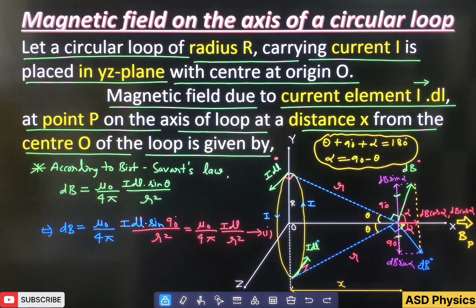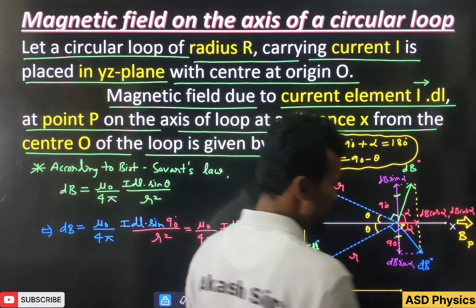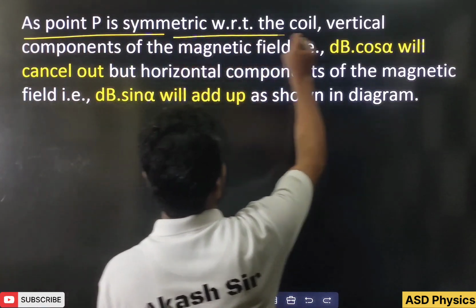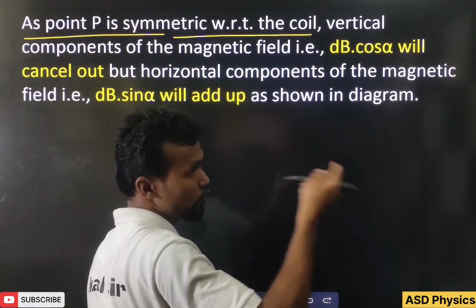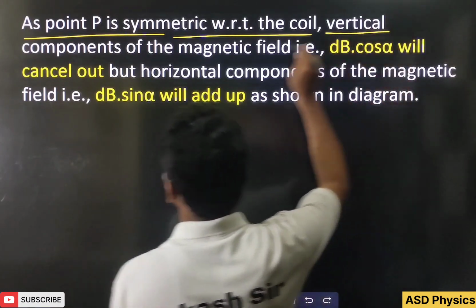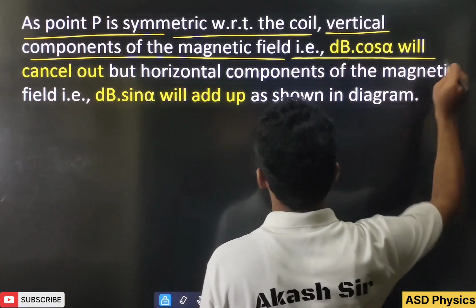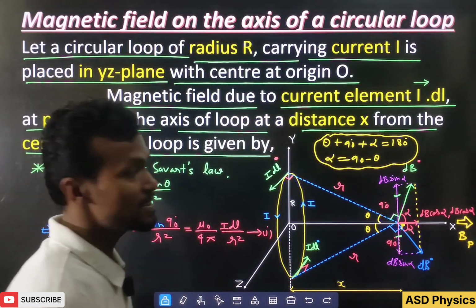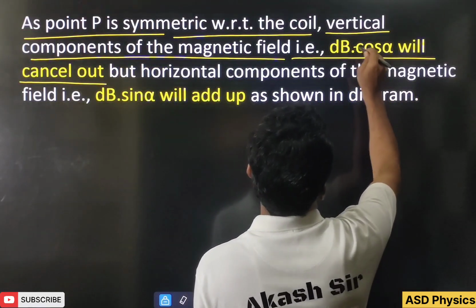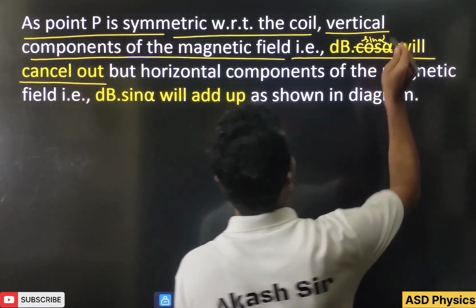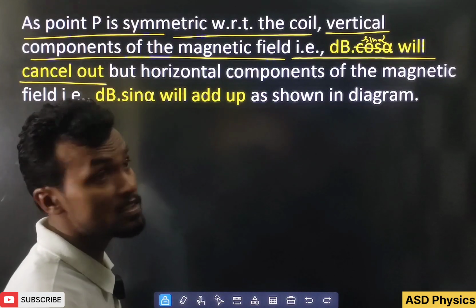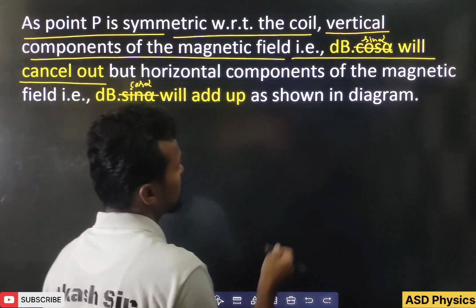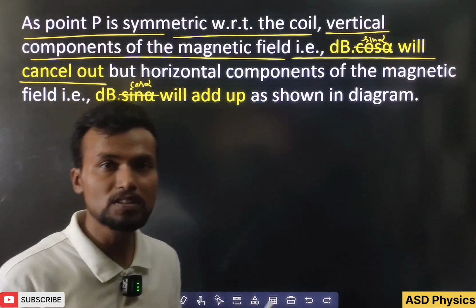Now what are we going to do? We are just going to add these dB cos alpha components. Let's see what is given here. As point P is symmetric with respect to the coil, the coil is in the yz plane and point P is on the x-axis. I think a mistake happened here: dB sin alpha will cancel out. Instead of dB cos alpha, it is dB sin alpha that cancels out, but the horizontal components of the magnetic field, that is dB cos alpha, will add up as shown in the diagram. So dB sin alpha cancelled out and dB cos alpha will add up.